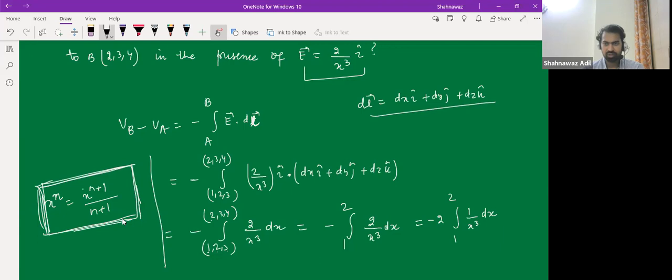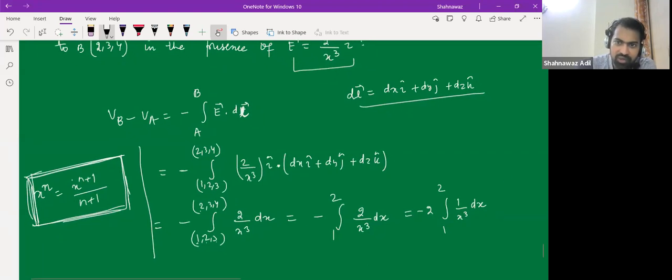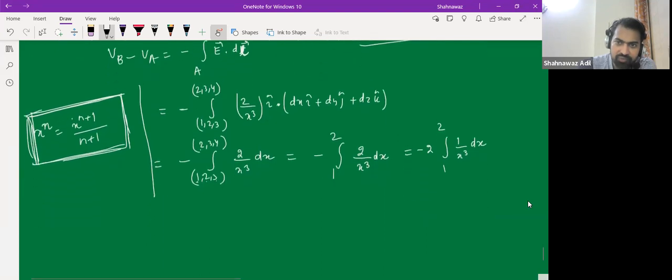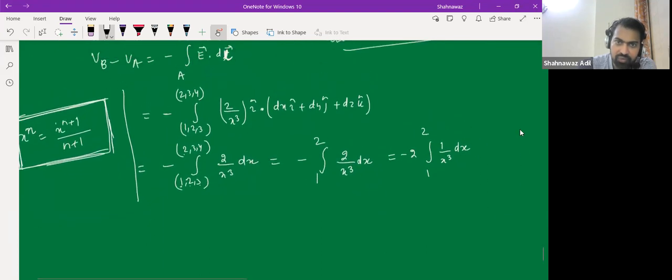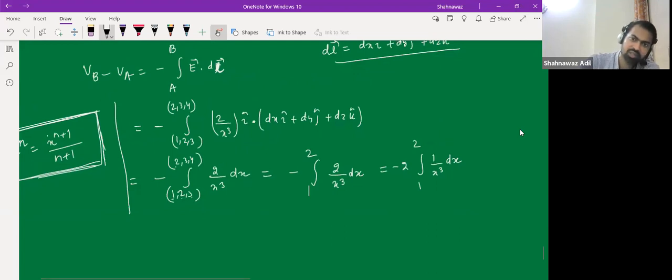Did you guys get the answer? What would be the answer? X raised to 4 by 4. X is to the power 4. How did you get that? So remember, this is 1 over x cube. Yes, Aisha, what did you get? Is more 2 by 2. Yeah, what did you get?